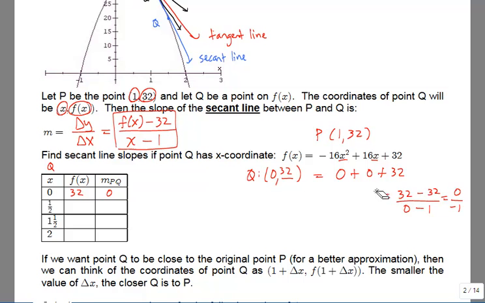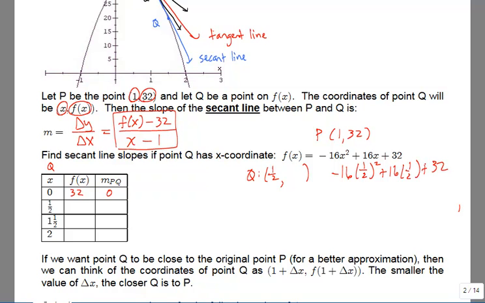So this time, we are going to let the x value of our point Q be 1/2, and we want to find out what the y value of that point Q is. So again, these point Q's are always on your function. So to find the y values of your point Q, you always go back to your function rule, and you plug in that x value. So this would be negative 16 times 1/2 squared plus 16 times 1/2 plus 32. I'm going to let you plug that into your calculator to verify, but this turns out to be 36.